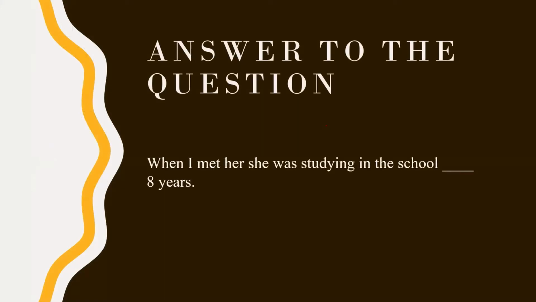Answer to the question. In the last video of past tense, I had asked you a question to fill in the blanks from for or since. The sentence is: when I met her, she was studying in school dash 8 years. Here it will be for, because for tells the duration of time. Since tells the specific point of time. For more details about the difference between for and since, you can refer to my videos of present tense and past tense in English grammar for beginners.